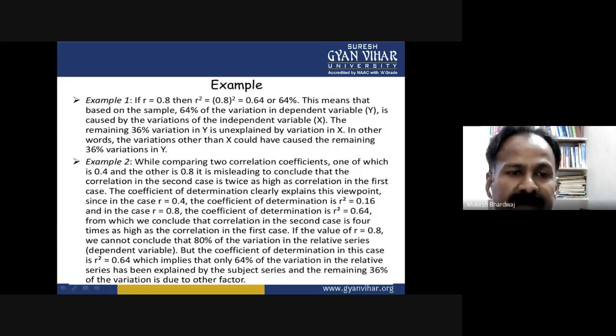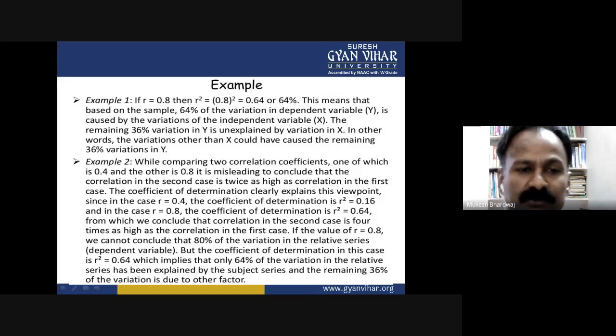Example 2. While comparing two correlation coefficients, one of which is 0.4 and the other is 0.8, it is misleading to conclude that the correlation in the second case is twice as high as in the first case. The coefficient of determination explains this clearly: when r equals 0.4, r square equals 0.16, and when r equals 0.8, r square equals 0.64, from which we conclude that correlation in the second case is 4 times as high as the correlation in the first case.